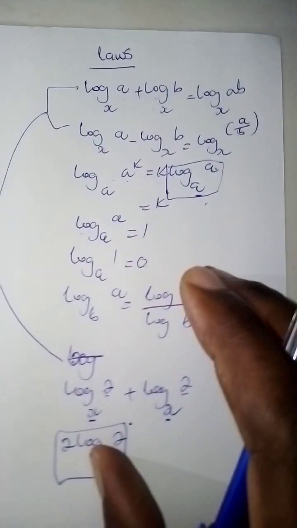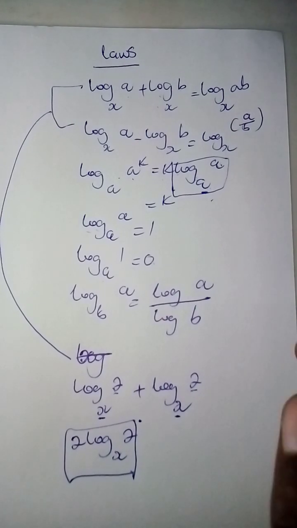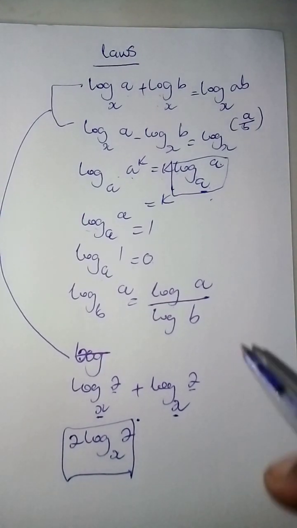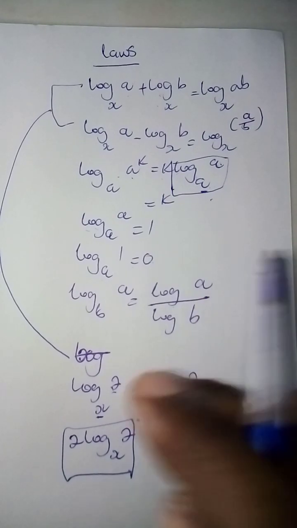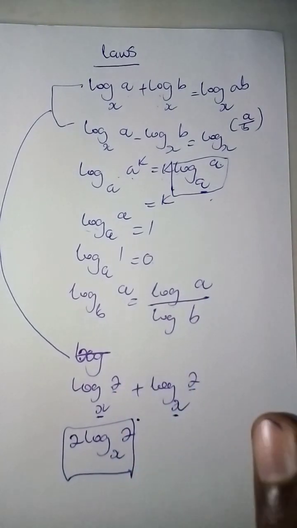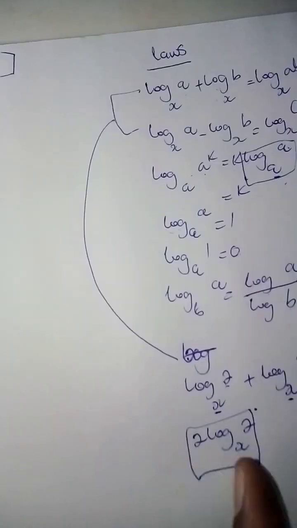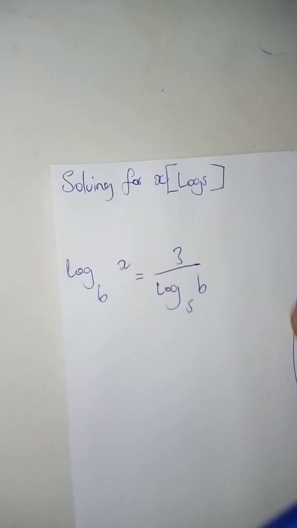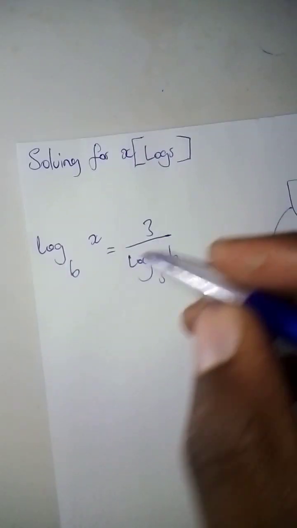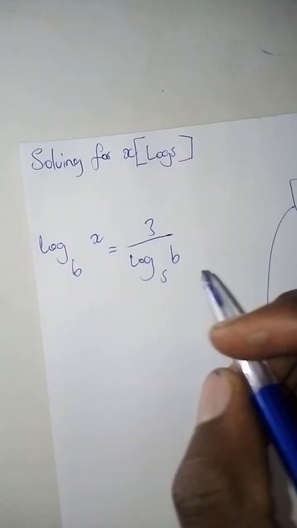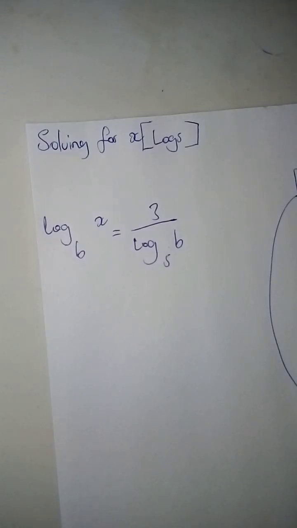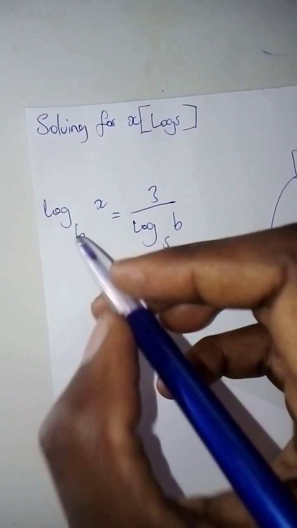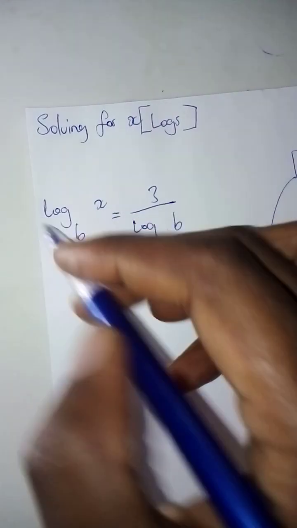So now let us look at the last one. Log a base b is equal to log a divided by log b. Now let us try to solve for x by applying this rule in an expression. Let us first look at this one. We are asked to solve for x. What's the first thing that we need to do? The first thing that I need us to do is simplify this part.